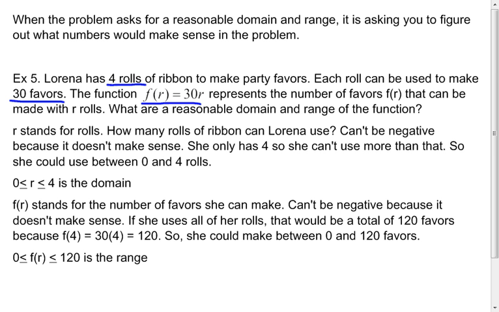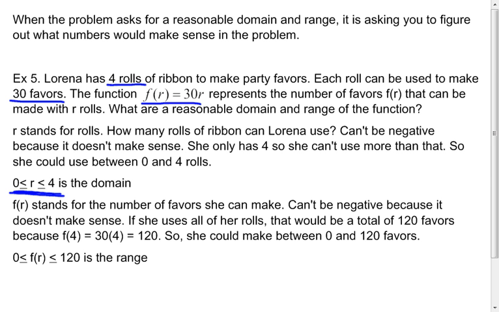Now, when it says reasonable, what makes common sense? R stands for rolls. How many rolls of ribbon can Lorena use? Well, she can't use a negative number of ribbon. That doesn't make sense. She only has 4, so she can't possibly use 5 or 6 or 7 rolls. So the only things that make sense are between 0 and 4. Now, could she use like 2.5 or 2.7? Sure. Fractions and decimals would make sense in this problem. Okay, so that would be, remember, that's the word continuous if fractions and decimals make sense. So the way that we would write it, we would put r for rolls in between 0 and 4. And the reason why we use the equal parts is because it would make sense to use 0, or it could make sense to use 4.